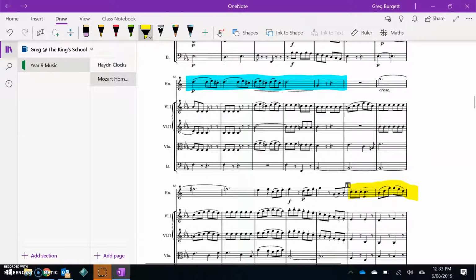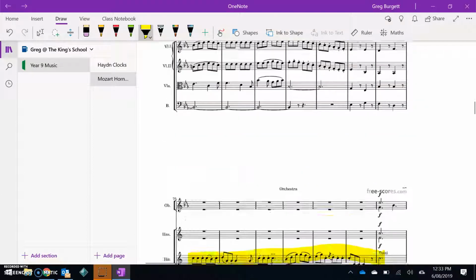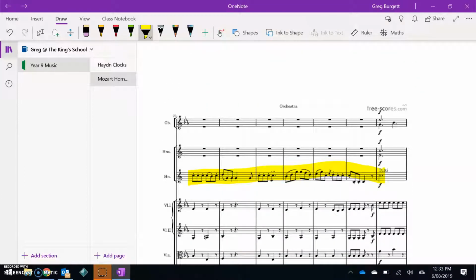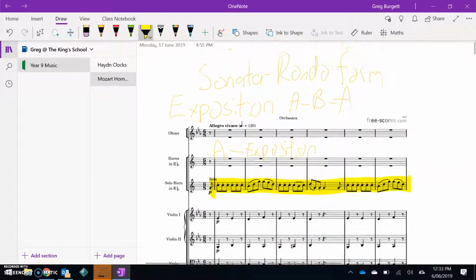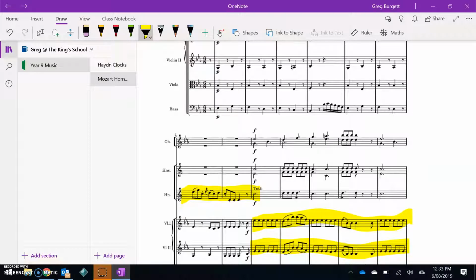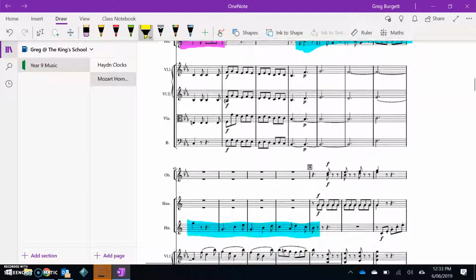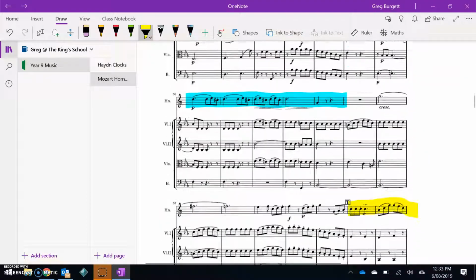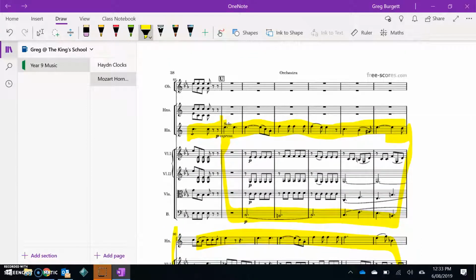And then that goes all the way through until we get to T, which is where the first subject, the A, returns. So what I'm trying to say to you is that we have exposition ABA. So the exposition is the sonata part of the form, and the ABA is the rondo part of the form. And we put it all together, and we get a very complex opening exposition section, which goes all the way down to U, to there.